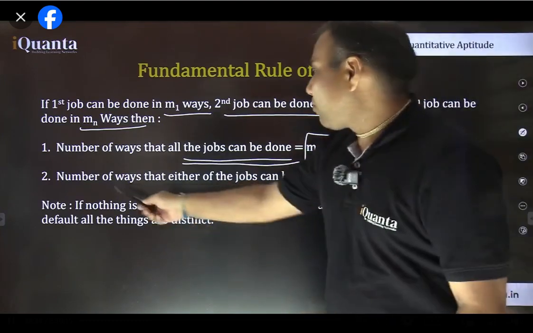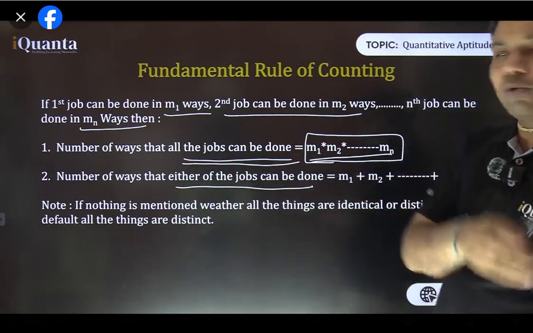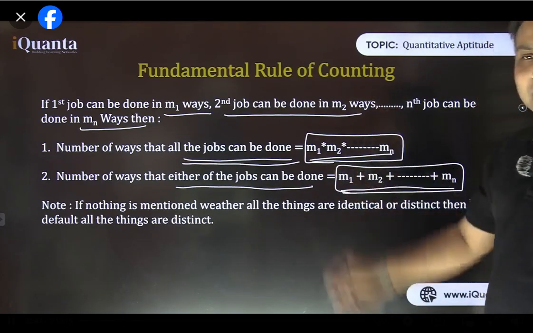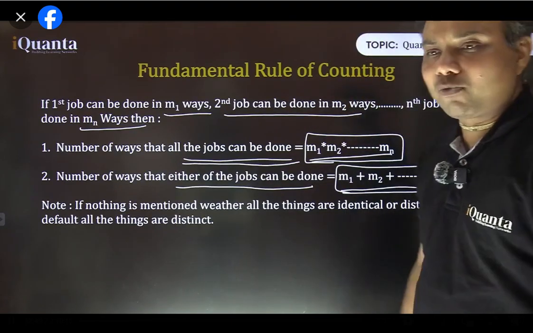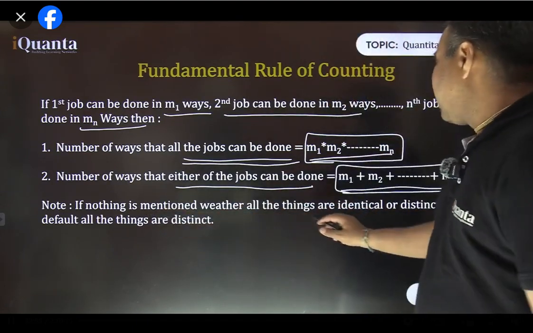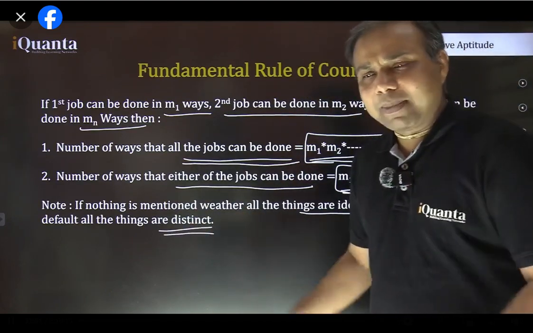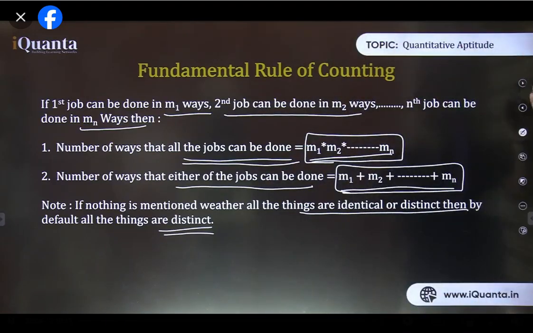Fine. And the number of ways that either of the jobs can be done, that means either the first job is to be done or second or third or fourth, like that, in that case the individual ways are to be added. So that's what we have just discussed. Is it okay? That's called the fundamental rule of counting. And if nothing is mentioned whether things are identical or distinct, by default we take the things to be different, distinct. That's a basic terminology. We will use it further. Fine. Let's move further now.